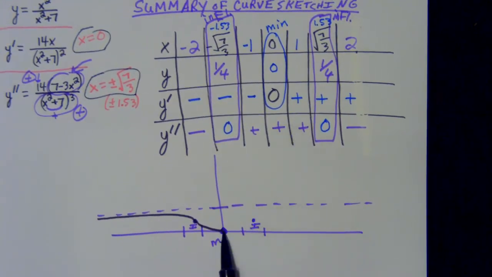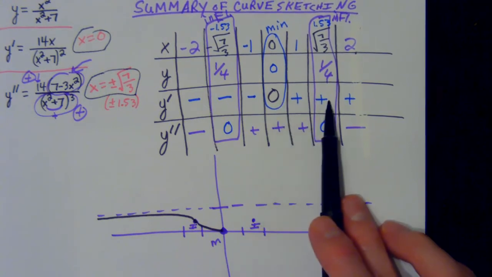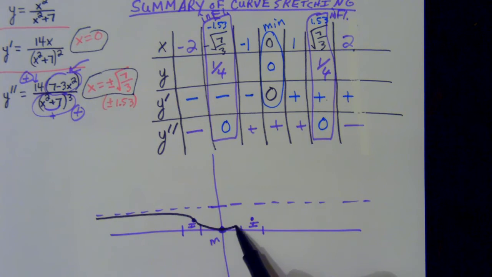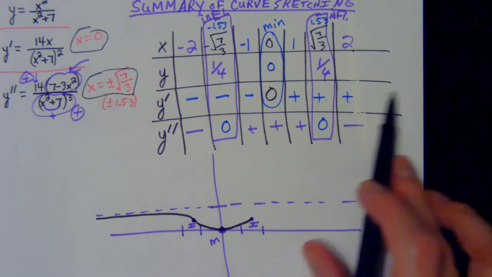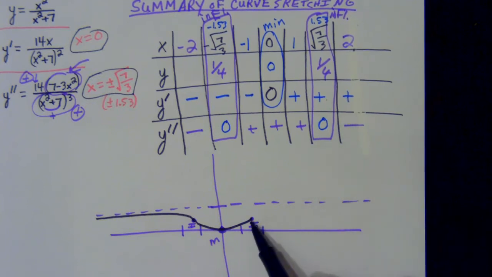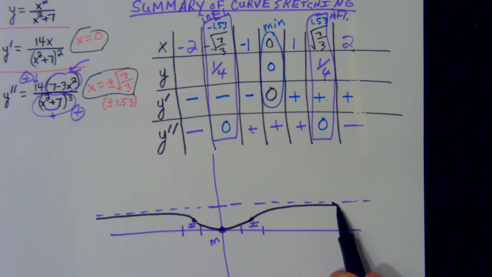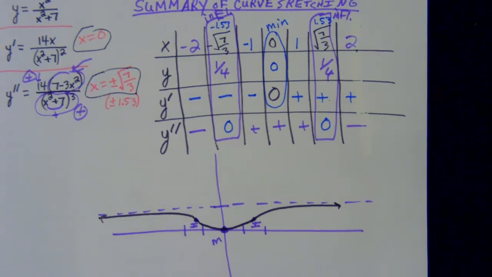And then you're in between the min and the inflection point. That's in between the oval and the rectangle, increasing, concave up. So you draw something that's increasing, concave up. And then it goes on the other side of that all the way to infinity. We're increasing, concave down. So you're going to make that increasing, concave down. Done.